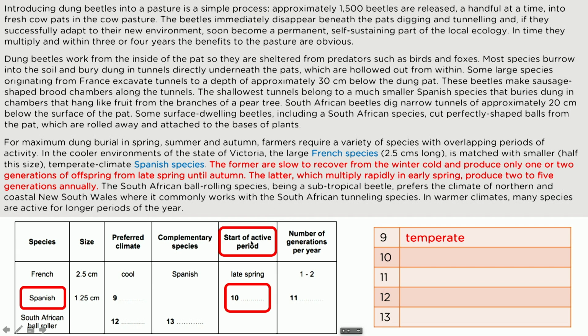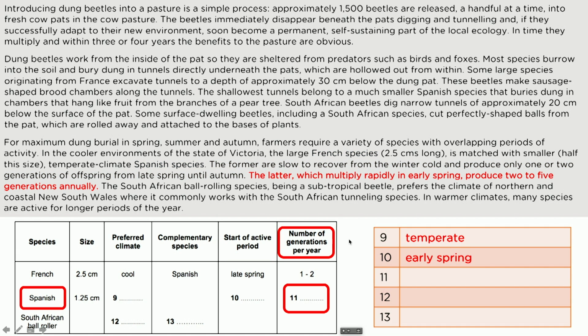So their active period, they multiply rapidly. So that's definitely active in early spring. Remember, we have 1, 2, or 3 words. So the answer for number 10 is early spring. That's the start of the active period for the Spanish beetle. Cool bananas. Let's move on to number 11 now.